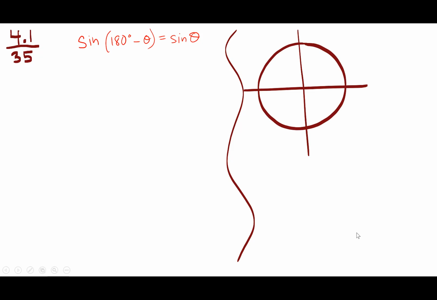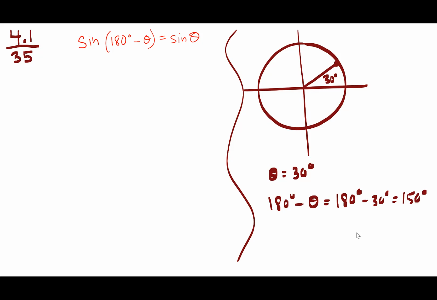So here's my unit circle. And I need to show theta. That's in quadrant 1. So I'm going to just pick 30 degrees. Again, this is just to show. So theta is 30 degrees. 180 minus theta would be 180 minus 30 degrees, which would give you 150. And again, you don't have to copy this down for the homework. This is not for copying down for homework. This is for you to understand the homework.